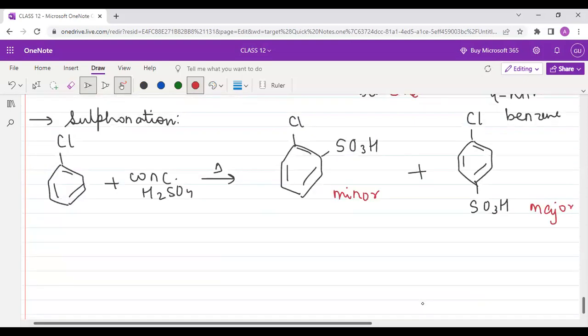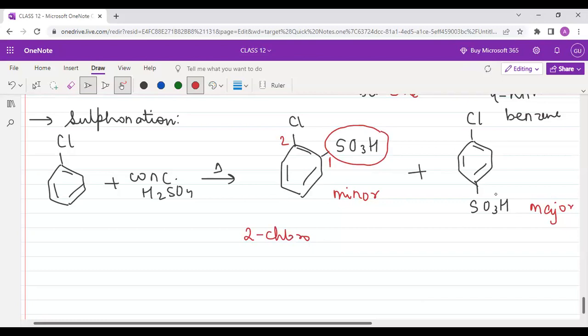Done? Now tell me the names of these two compounds. Well, it's sulfonic acid, right? Yes. Just wait. This sulfonic acid will have a greater priority. While studying nomenclature, you must have studied the priority order for naming, right? Yes. So this gets greater priority. So this will be 1 now and this will be 2. So the name will be 2-chlorobenzene sulfonic acid. Understood?